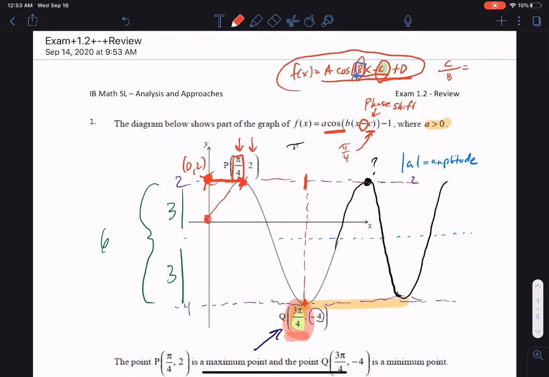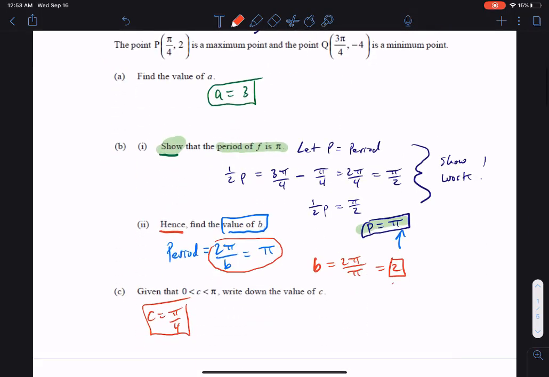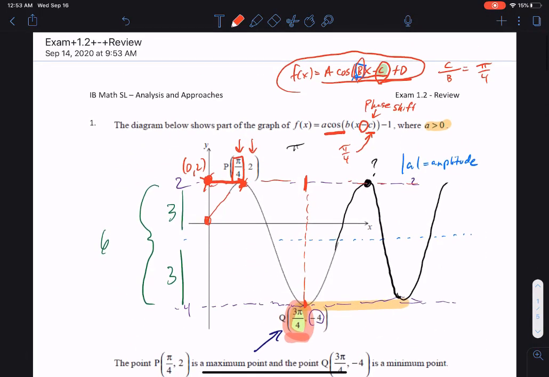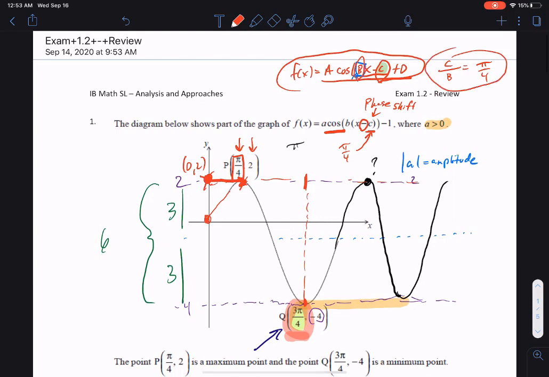I would basically say, okay, this is equal to my phase shift, C over B, and I know that's going to be pi over 4. I can see that from the graph. And I know that B already is 2, which I found in the previous question. So if this is what I'm playing with here, C over 2 is equal to pi over 4. If I multiply both sides by 2, that's 2 pi over 4, so C is going to be pi over 2.